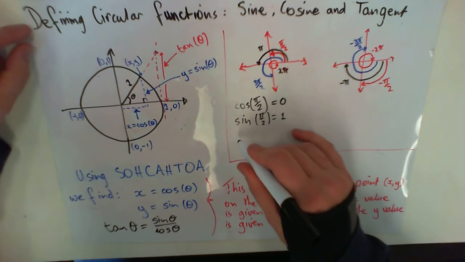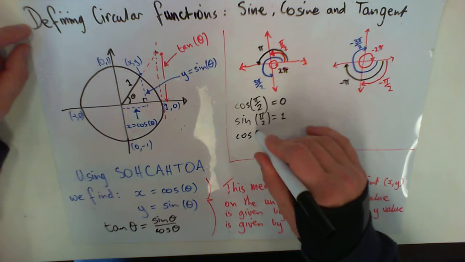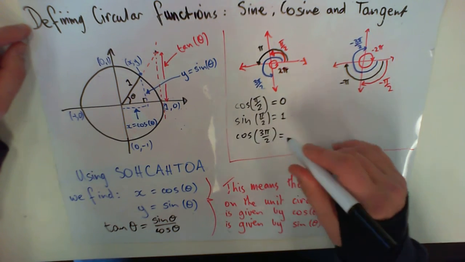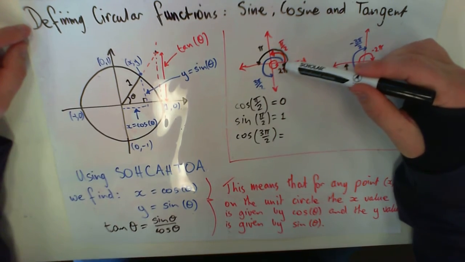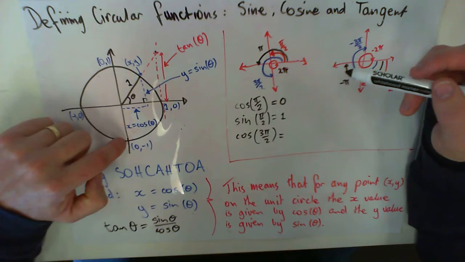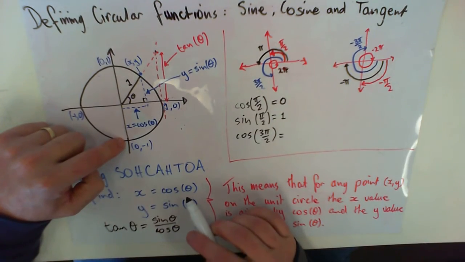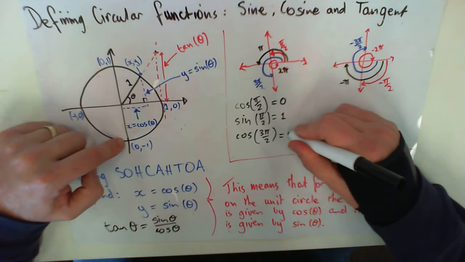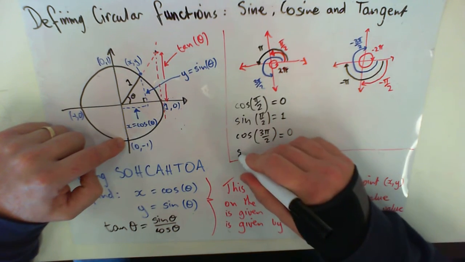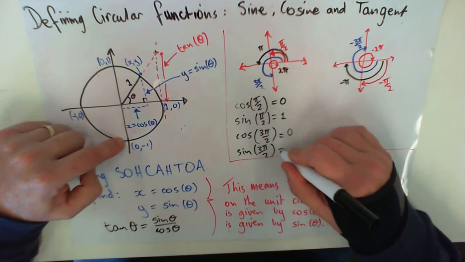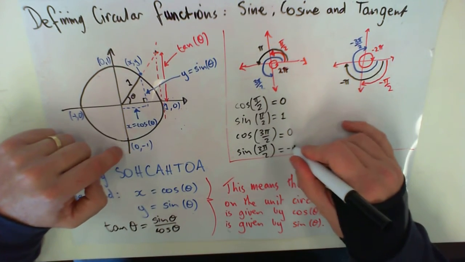Similarly, we could do some others. We could ask, what's cos of, let's this time say, 3 pi on 2? Well, for 3 pi on 2, we've gone positive, so we've come all the way around here. So we're down here now. Again, our x value is cos, so cos of 3 pi on 2 is also equal to 0. And sine of 3 pi on 2, it's not 1 this time, but negative 1.